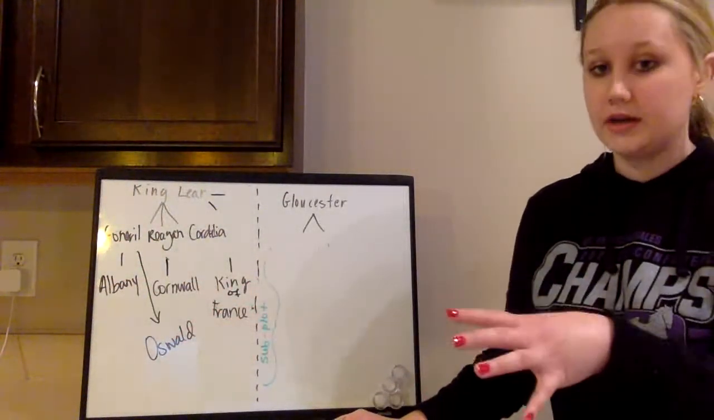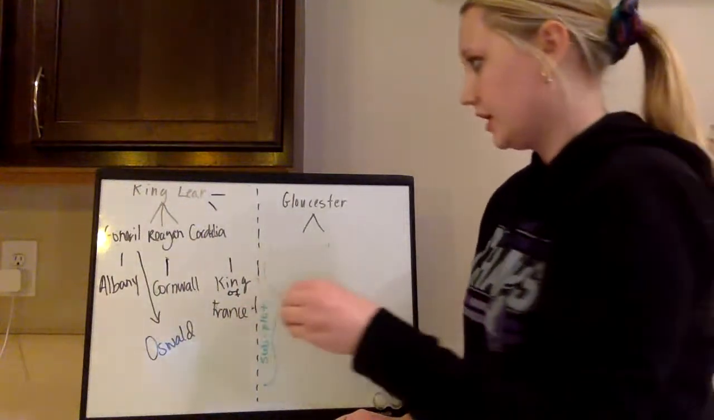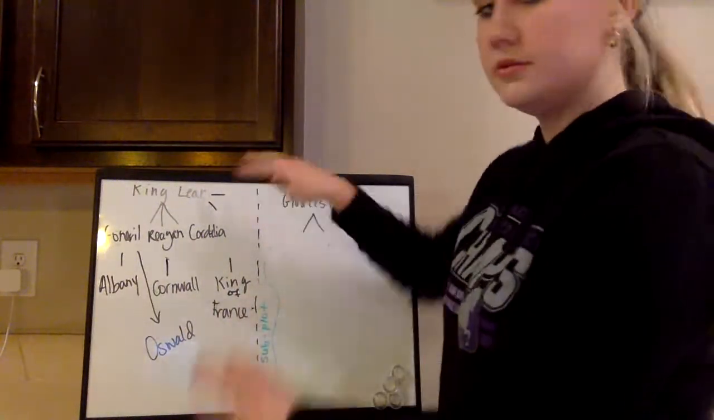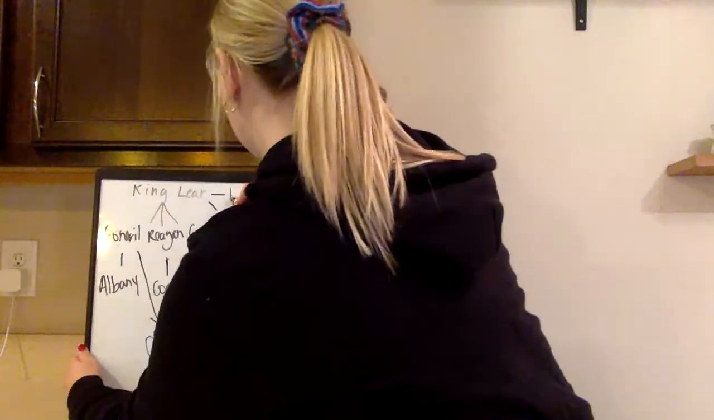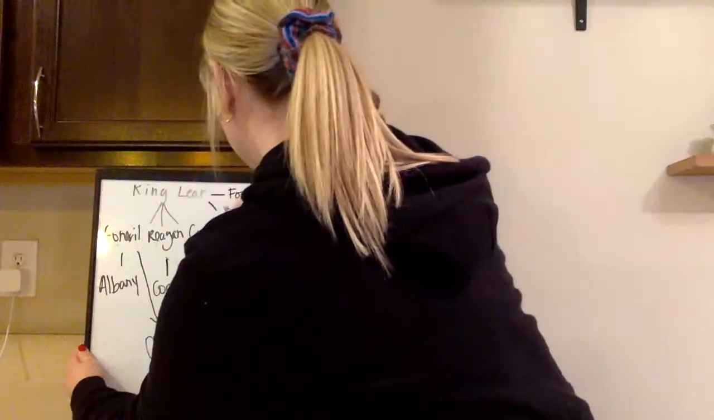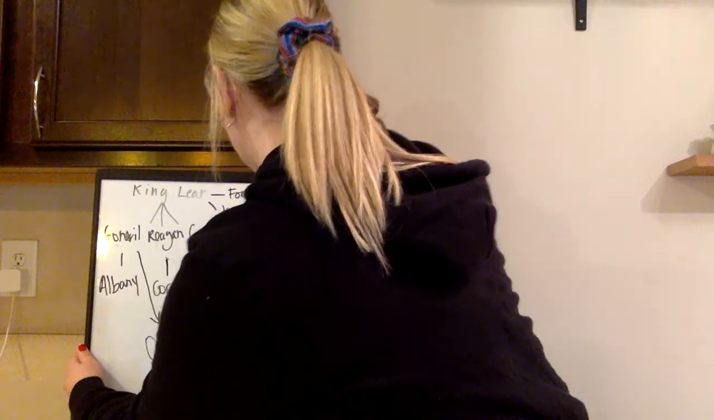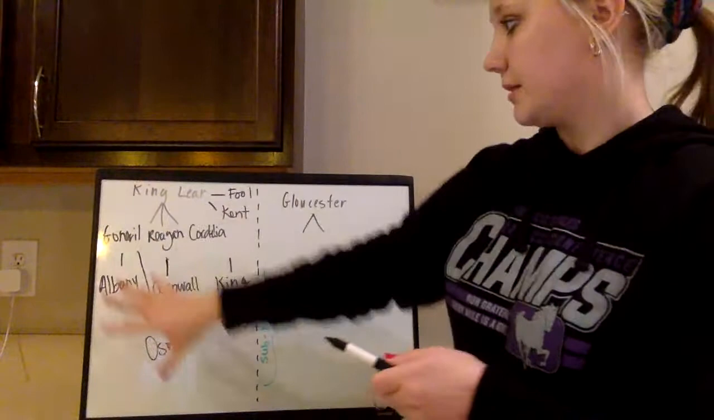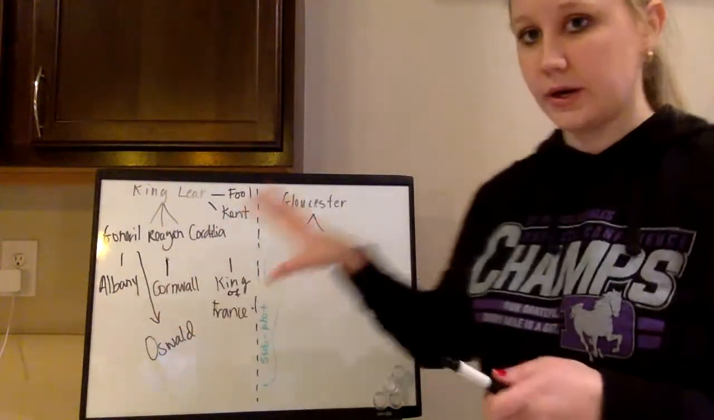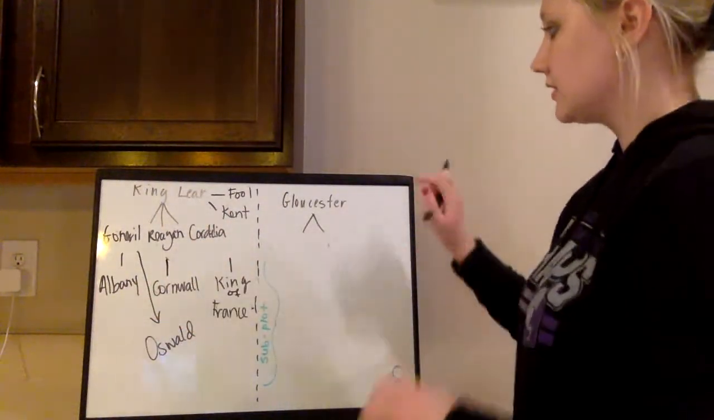I realize there are a lot of names right now, just bear with me. King Lear has two kind of like servants, so he has the fool and Kent. Kent is more of an advisor than a servant. So that kind of clears up everything on this side. We're going to move over to this subplot.